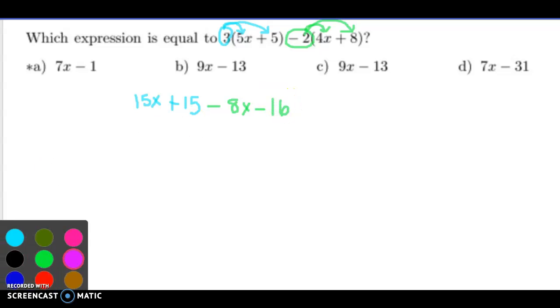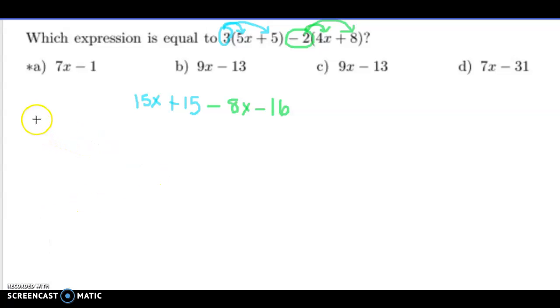Now all I have left to do is combine my like terms. Well, I have x's and I have no x's, and the greatest thing is that I can identify them and put them in the correct column. And then my work is much easier. So I have a 15x and a negative 8x. Do not forget the sign. And for my constants, I have a positive 15 and a negative 16.